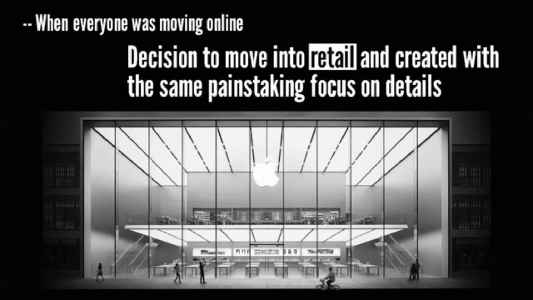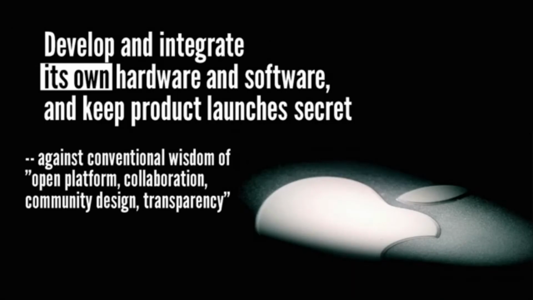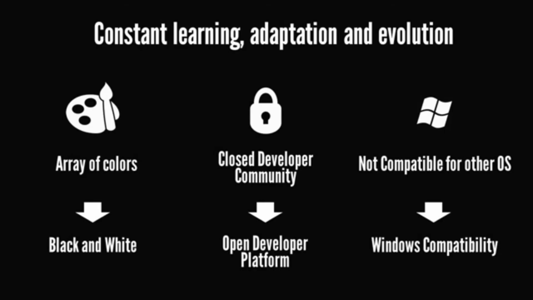When everyone was moving online, Apple decided to move into retail and created every Apple store with the same painstaking focus on details. Against conventional wisdom of open platform collaboration, community design and transparency, Apple insisted on developing and integrating its own hardware and software, and keeping product launches secret. Apple is also constantly learning, adapting, and evolving: from a design of an array of colors to black and white, from a closed developer community to an open developer platform, from no compatibility for other OS to Windows compatible.